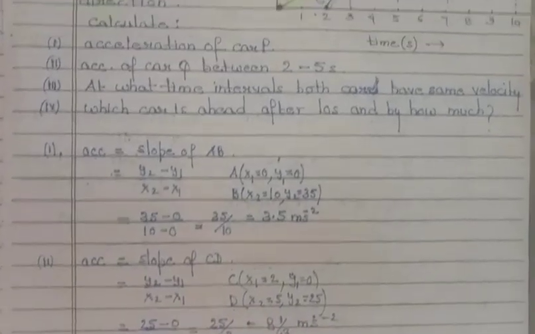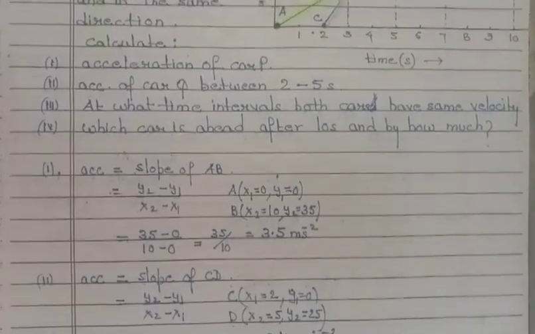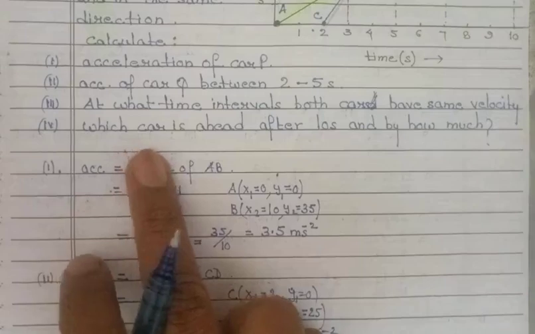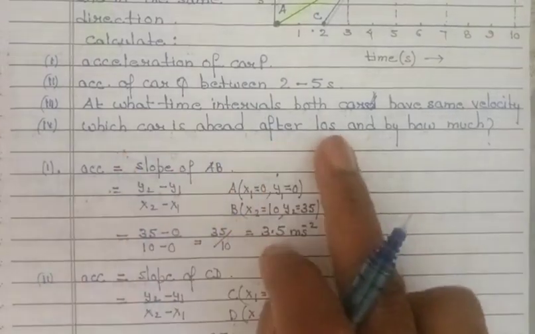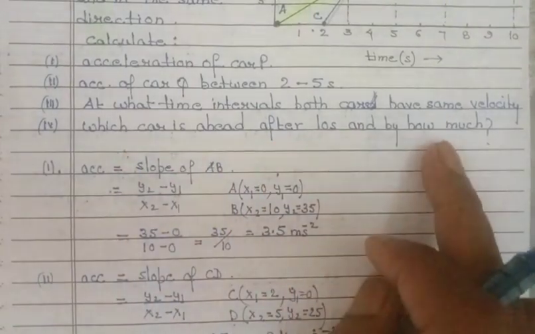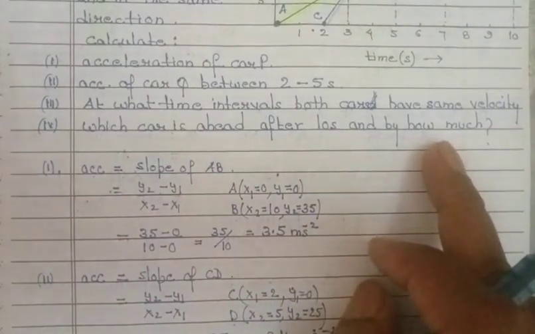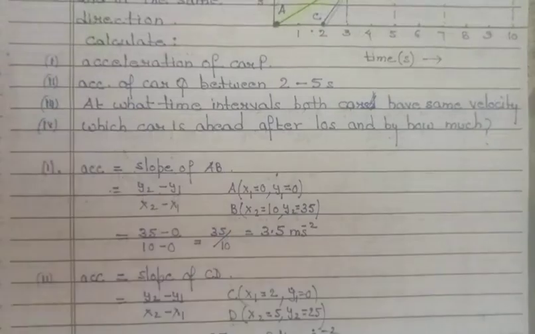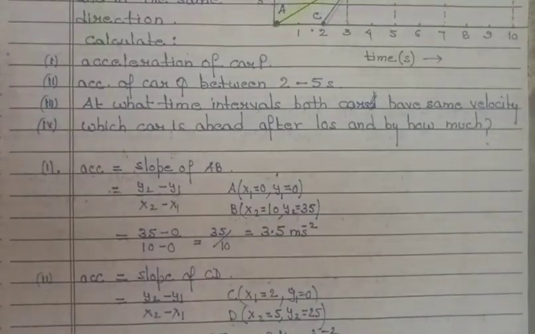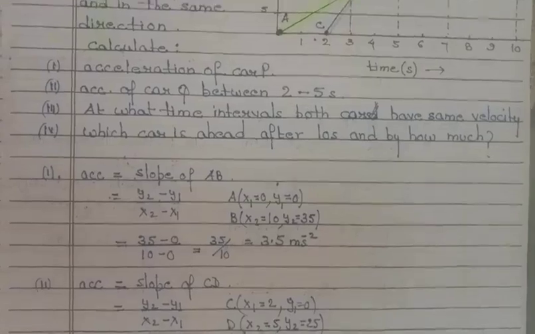Okay, now moving on to the last part. The last part of the question says which car is ahead after 10 seconds and by how much. Now when you have to get this, that which car is ahead and by how much after 10 seconds, for this you need to calculate the distance traveled by the two cars. First of all we will calculate the distance traveled by car P.